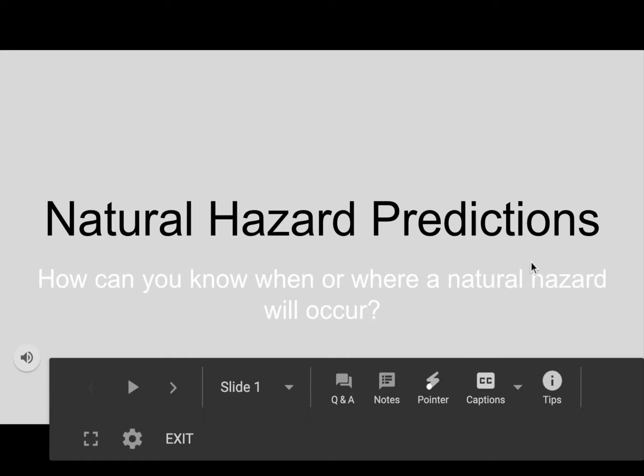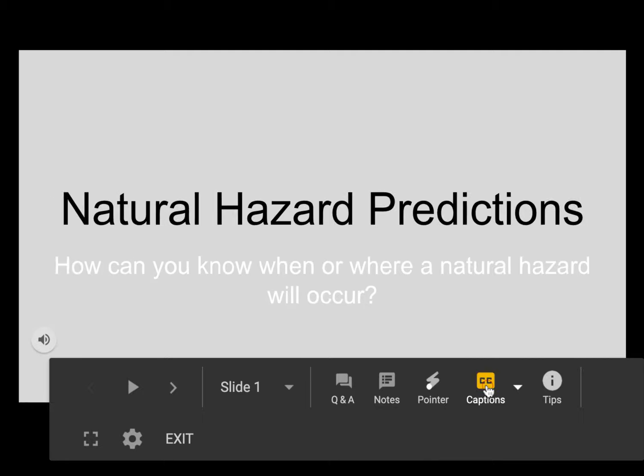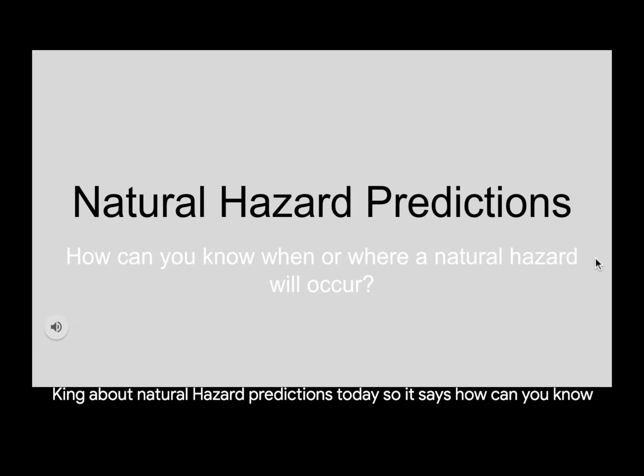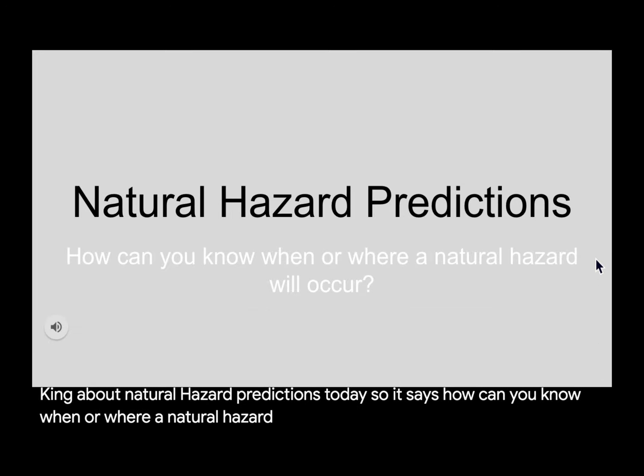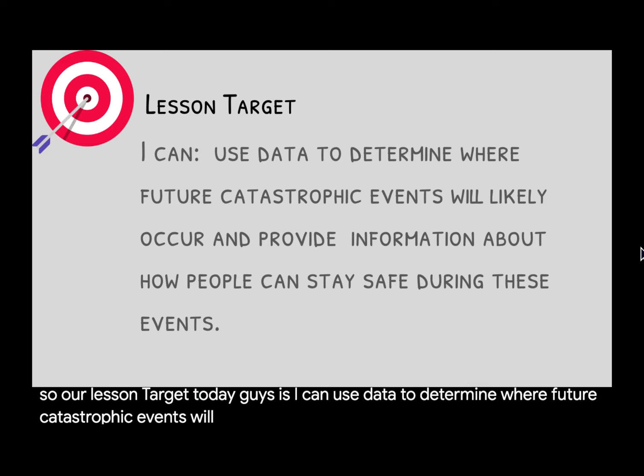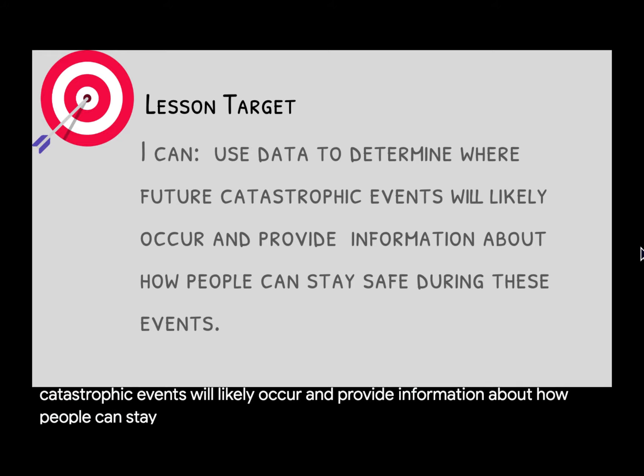Well, as you can imagine, we're going to be talking about natural hazard predictions today. So it says, how can you know when or where a natural hazard will occur? And we're going to find that out. So our lesson target today, guys, is I can use data to determine where future catastrophic events will likely occur and provide information about how people can stay safe during these events.